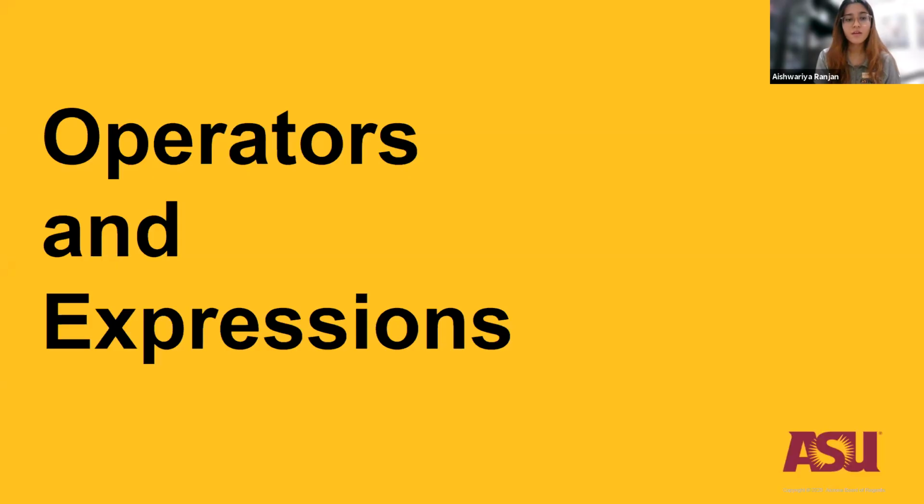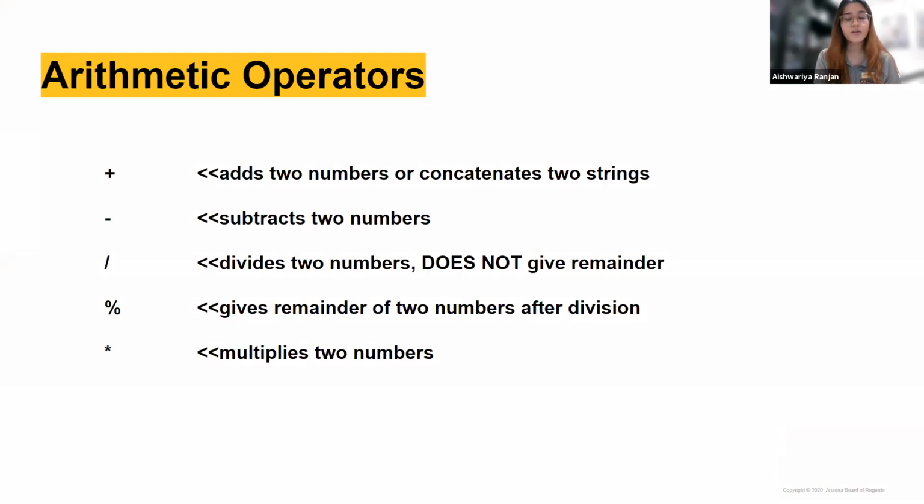Okay. Now for operators and expressions. So here are the simple arithmetic operators. Plus adds two numbers or it concatenates two strings. Concatenate means it just joins them together. The minus sign subtracts two numbers, the slash divides two numbers, and it does not give the remainder.